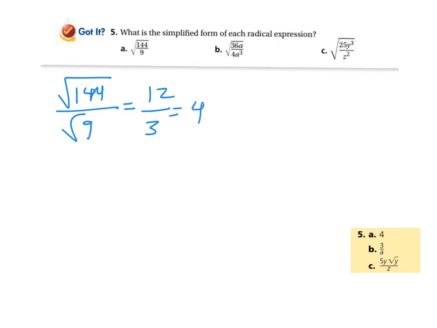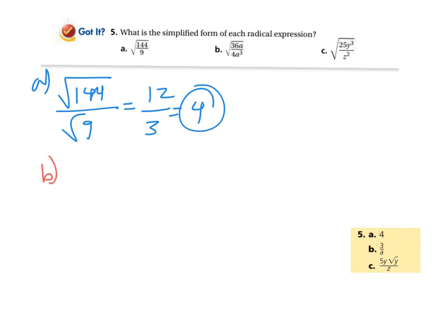So in here, this first one, remembering that we are supposed to break them up, so we have square root of 144 over square root of 9. Square root of 144 is 12. Square root of 9 is 3, which, by the way, is the number 4 in the end. There's A.